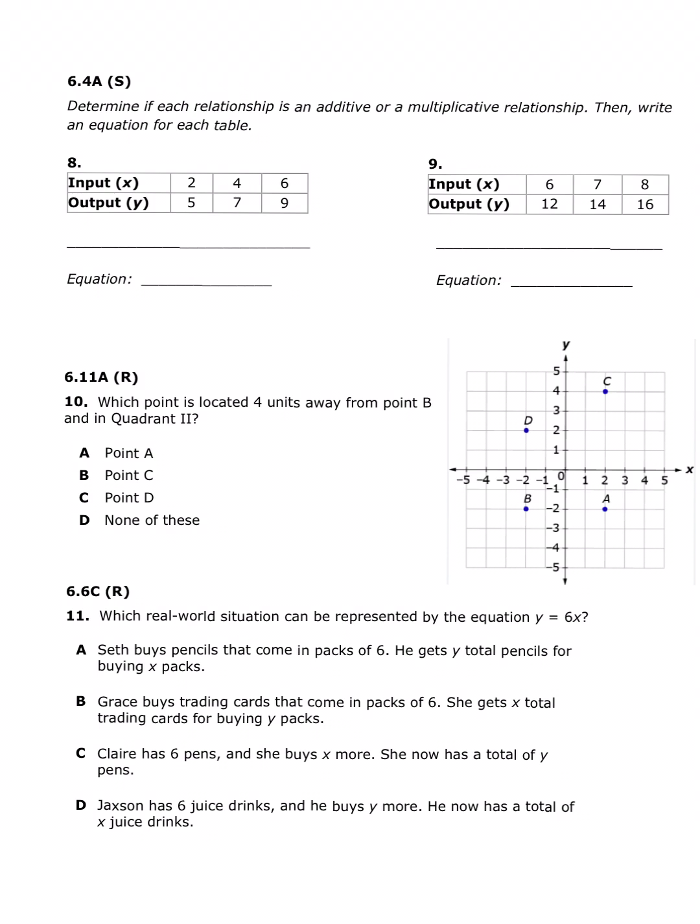C. Claire has 6 pens and she buys X more. She now has a total of Y pens. D. Jackson has 6 juice drinks and he buys Y more. He now has a total of X juice drinks.